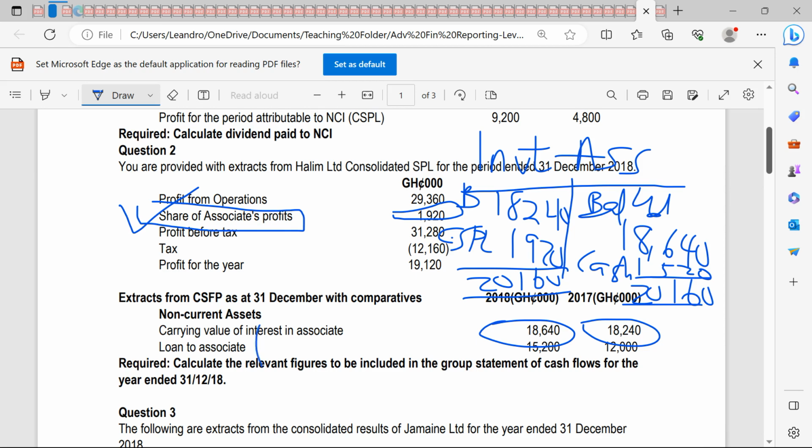But the movement in the loan, which is 2018, 15,200 minus 12,000, will be an outflow. So there is an outflow of 3,200 and there is an inflow of 1,520. And these two figures will be recognized under investing activities. Okay, great. Try it. Prepare T accounts. We all can prepare T accounts. Try it.